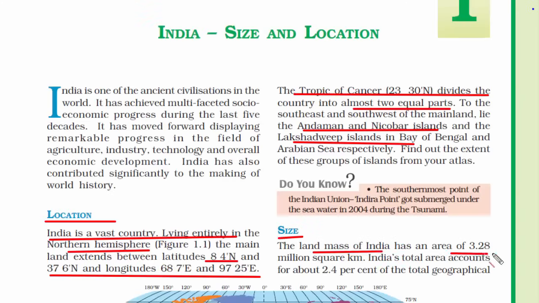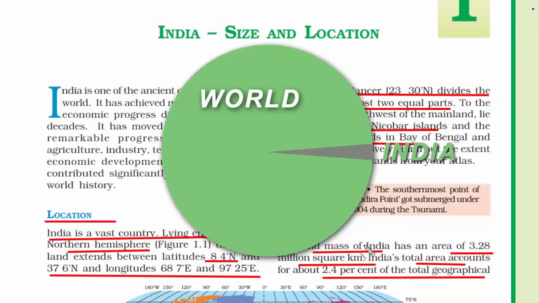The next topic is size. This is the size of our country in terms of area: 3.28 million square kilometers. Now that you have the size of our landmass, if you find the population of a country and divide it by the size of its landmass, you get the population density. India's total area accounts for about 2.4% of the total geographical area of the world. So if we put all the landmass of continents and countries together, India takes 2.4% of the entire pie.